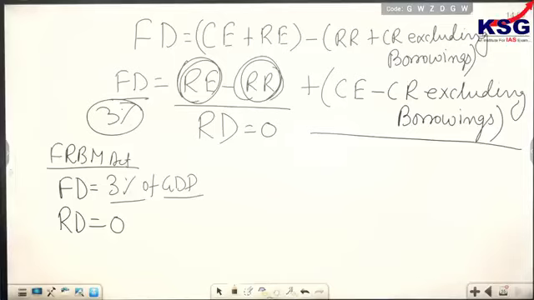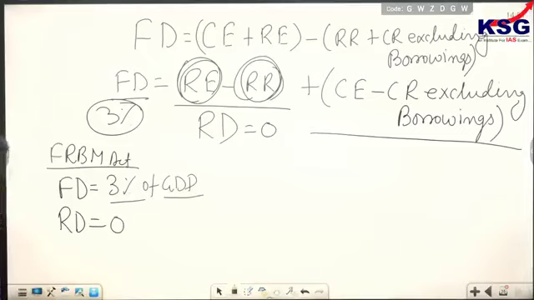Public debt: you just assume it is the total loan amount or total liabilities of the central government. Here we are talking about the central government, so we concern on that. Public debt means loan or total liabilities of the government. Public here refers to the government.